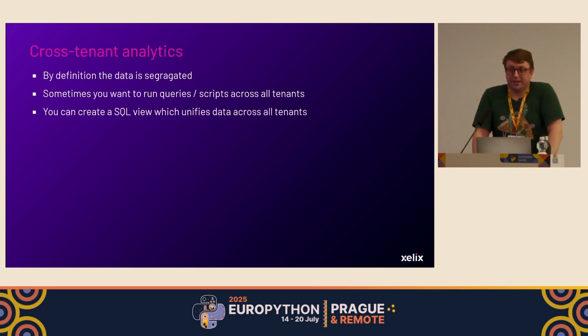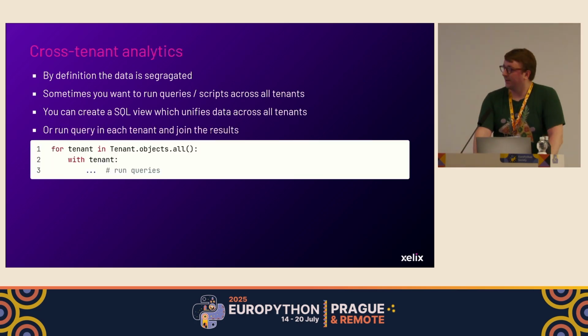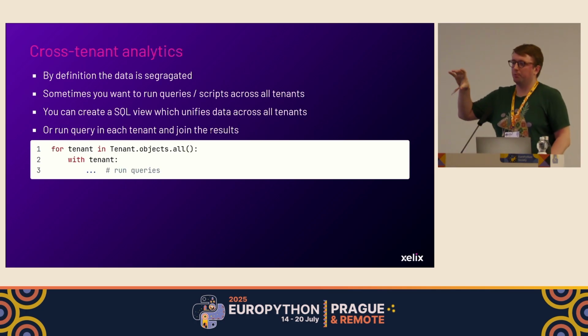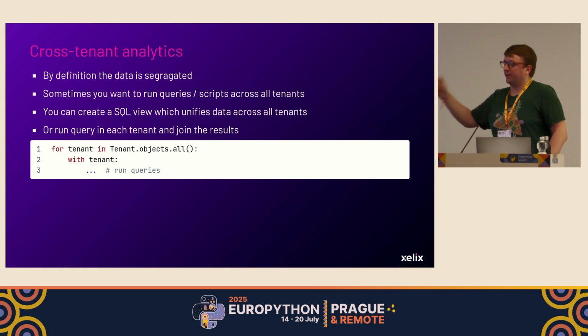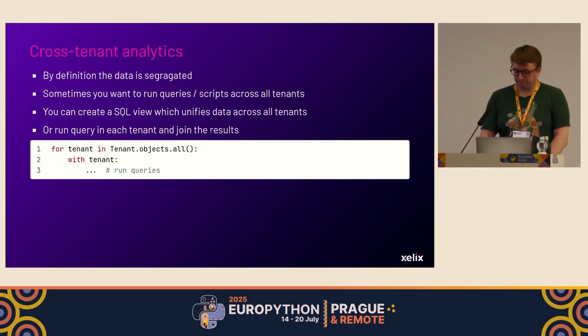There is a way you can create an SQL view which unifies the data across all of the tenants. It's a bit of a hack, but it works. But under the hood, it actually still runs the query every single time as well. The way we usually do it is to run a query in each tenant and join the results. Django-tenants allows you to activate the specific schema for a block of code with the with operator. So you just run the query again and again for each specific tenant, and then you join the results.